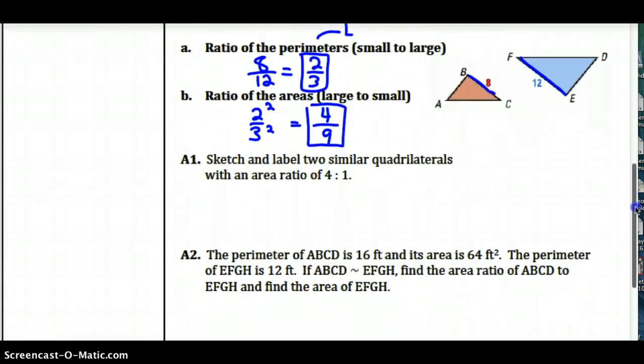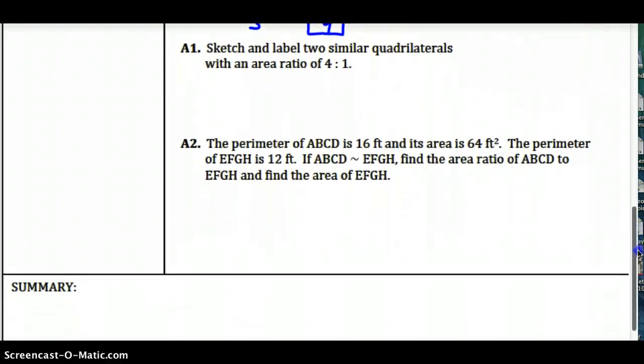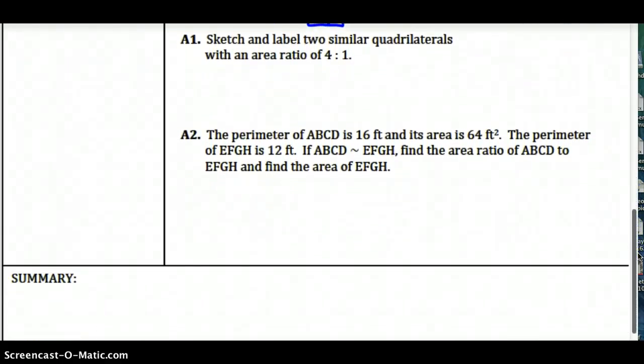Moving on, as we go ahead and do some sketching of two similar quadrilaterals with an area ratio of 4 to 1. Well, if I go ahead and just make a little one like this, I know that my bigger one needs 4 of these. So I'm going to double my height, and I'm going to double my base. So if this was 1 and 2 units, whatever, this would be 2 and 4, and I would really have, I got 1 here and I got 4 of them here.